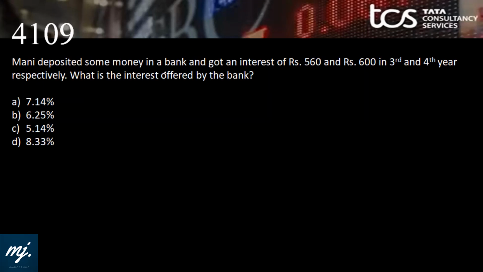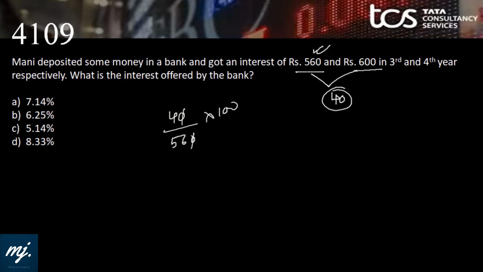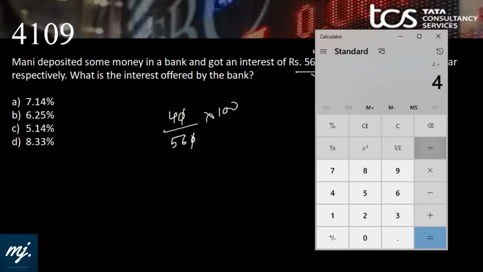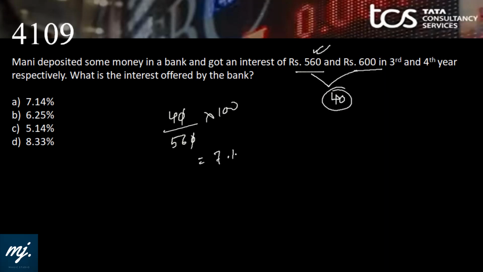Someone deposited some money in a bank and got an interest of 560 and 600 in the third and fourth year. That means the difference of interest is 40 rupees. Now 40 rupees is what? Nothing but interest on 560. What is the interest rate? Interest rate would be 40 by 560 into 100. 4 divided by 56 is 7.14%. 7.14% is the interest rate, that is in option A.